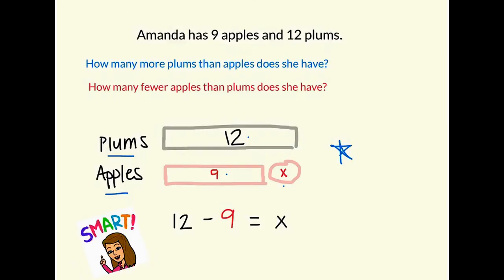So X was my chosen variable because that is the information that I'm missing, so it's substituting in for a number. In order to solve this problem, I took her total amount of plums, 12. I'm subtracting the amount of apples, 9, so 12 minus 9 will equal X, which will answer the question, how many more plums than apples does she have? And it will also answer the same question, it's just reworded into how many fewer apples than plums does she have? So 12 minus 9 equals X. The missing number would be 3, and I could say 3 more plums as my label.